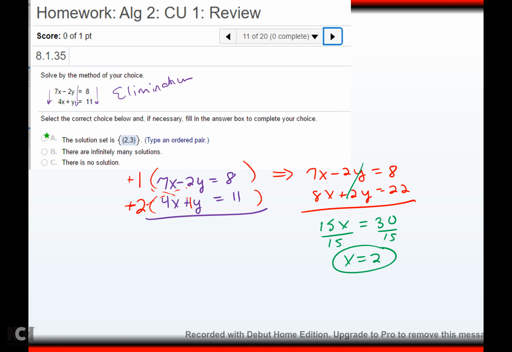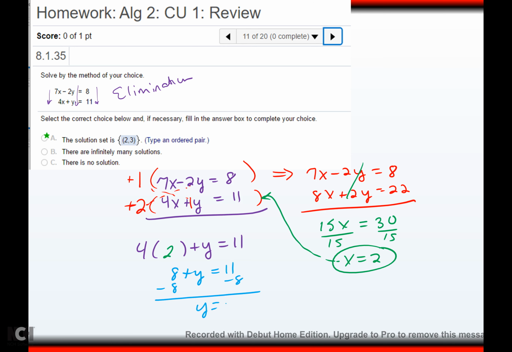Substitute it back into one of the originals. I'm going to go to the bottom, which gives me 4 parentheses plus y equals 11. And I'm changing my x to 2. So now when I solve that, I get 8 plus y equals 11, minus 8 minus 8, and y equals 3. So my ordered pair is (2, 3).